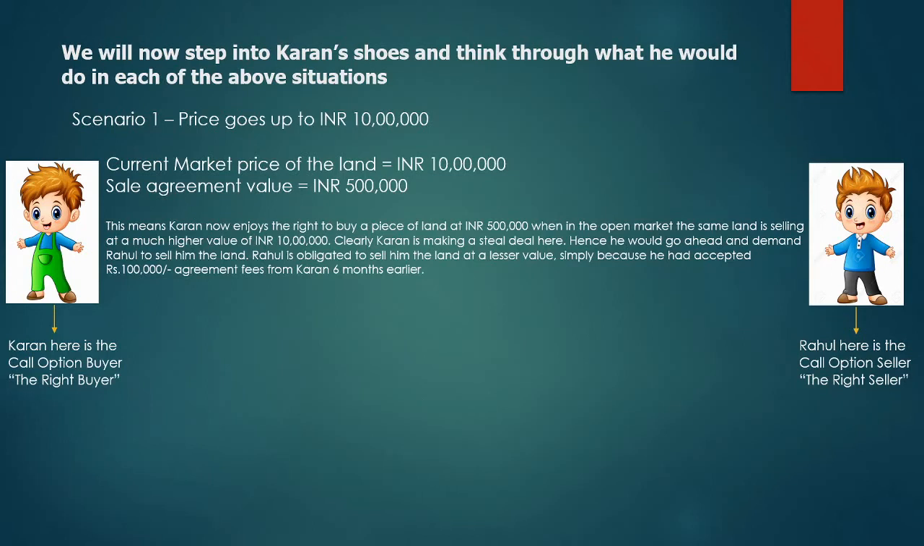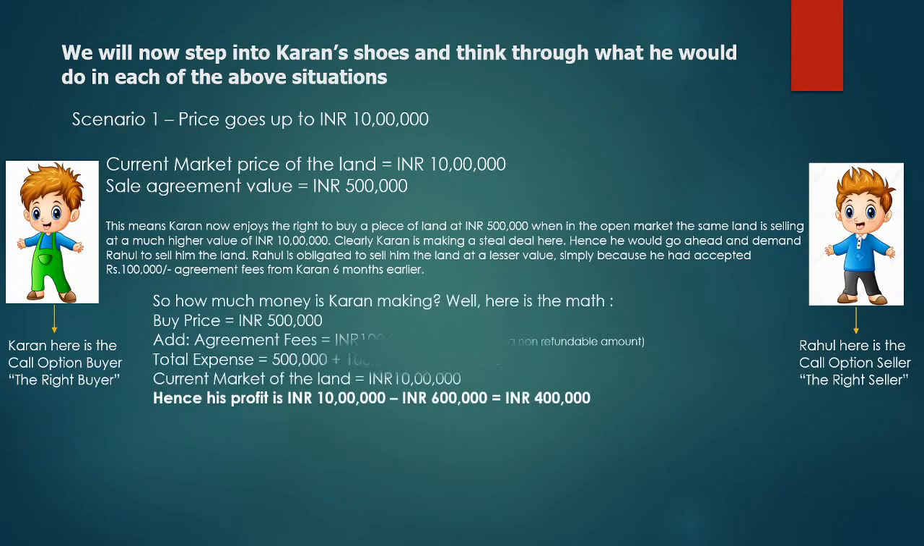Clearly Karan is making a profitable deal and hence he would exercise the right and demand the land from Rahul at 5 lakh, for which Rahul will have to sell his land at 5 lakh because he has entered into an agreement for which Karan has made a payment of rupees 1 lakh. So let's see how much profit Karan is making.